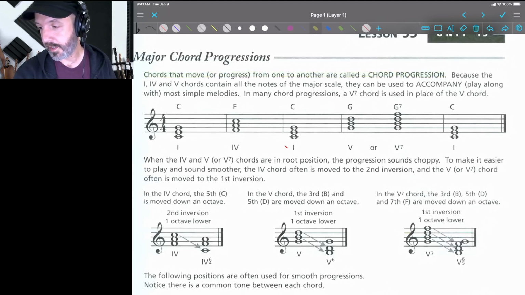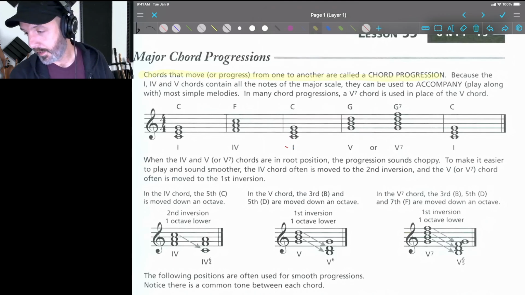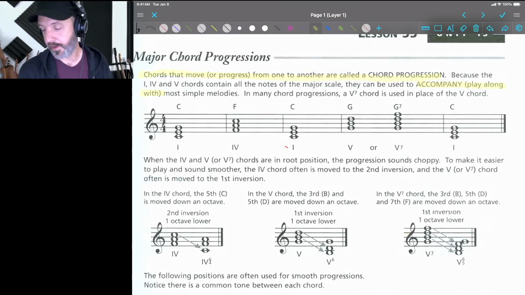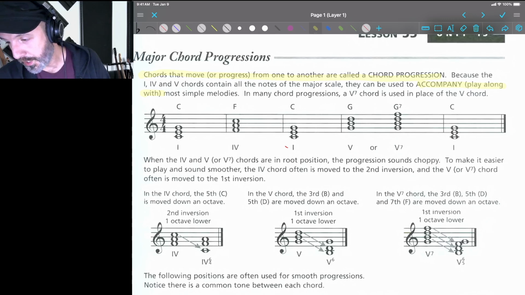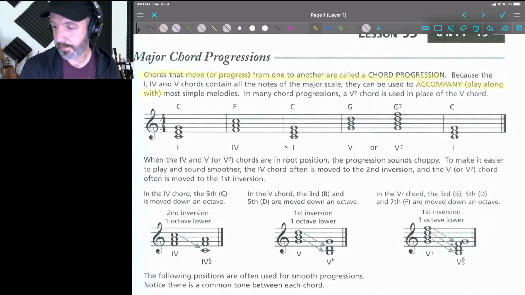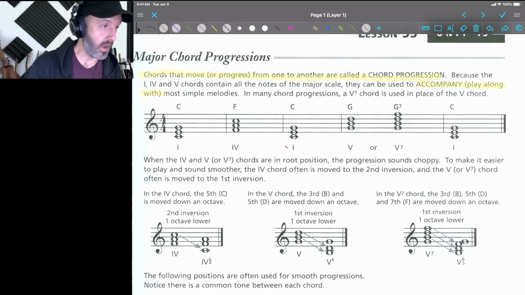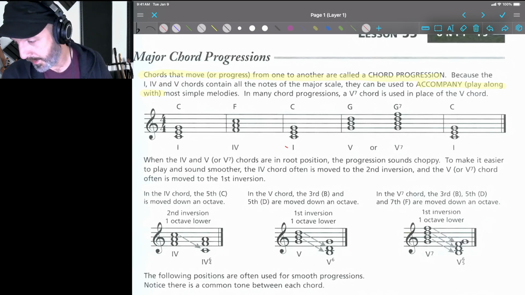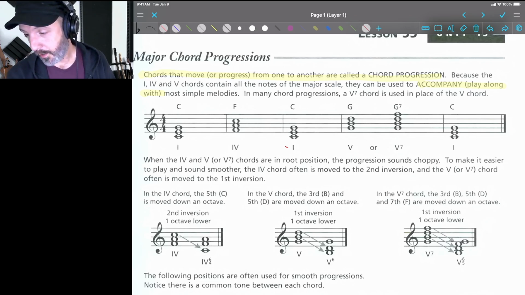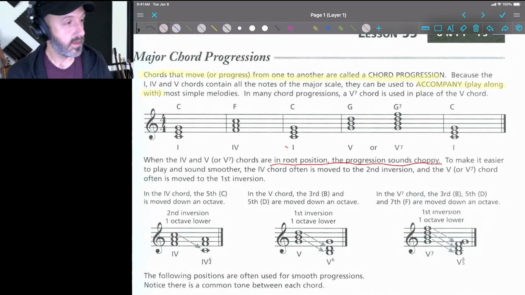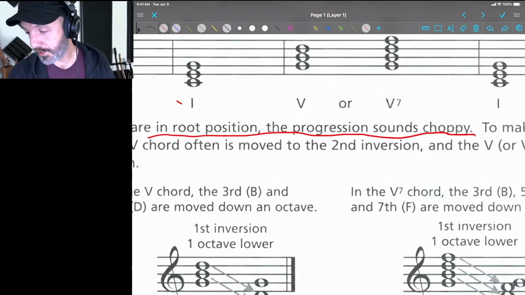To accompany means to play along with, and again, all the uppercase stuff is fair game. Because one shall contain all the notes of the major scale they can use to accompany. All right, so they're just saying you can get a lot of work done with 1, 4, 5. That's the sentiment there. When they are all in root position, they sound choppy. Root position progressions sound choppy.